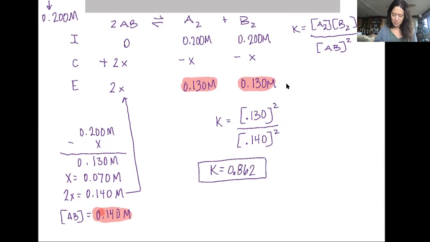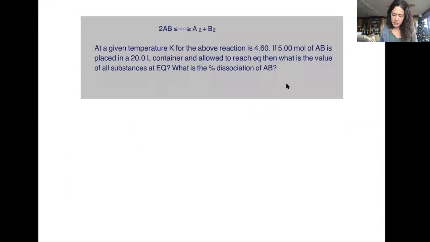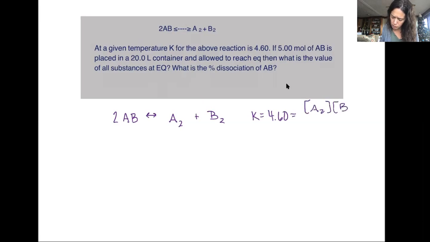Okay, let's continue. At a given temp, the above reaction K is 4.60. Okay, so 2AB yields A2 plus B2. K equals 4.60 equals A2 B2 over AB squared. All right, we have 5 moles of AB, and it's in 20 liters.